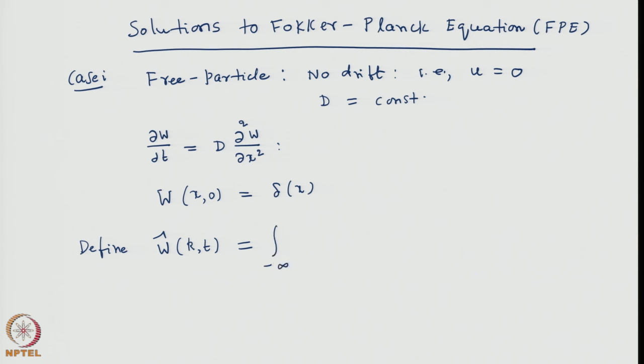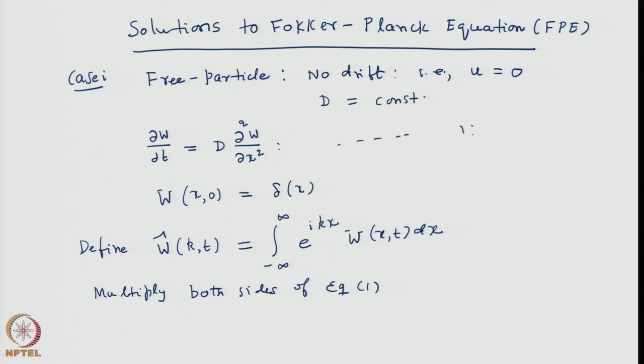So, we are basically mapping or transforming from the real space to a kind of conjugate space, through a characteristic function or a generating function or a Fourier transform. And the definition for the Fourier transform particularly is that it's an integral over e to the power i k x W(x,t) dx. This is the definition. So, multiply both sides of equation 1, let us say, if we call this equation 1, by e to the power i k x and integrate over dx.